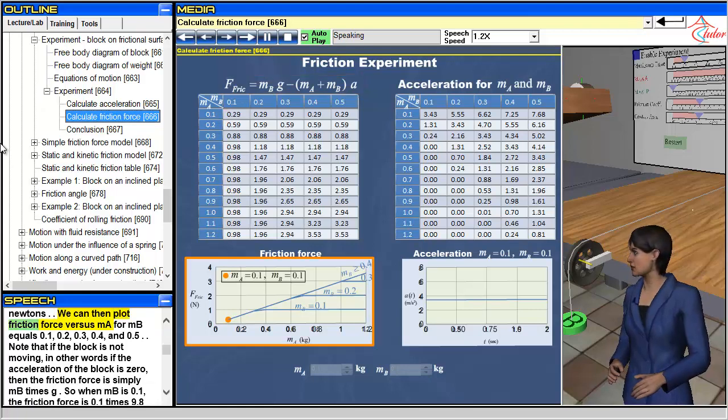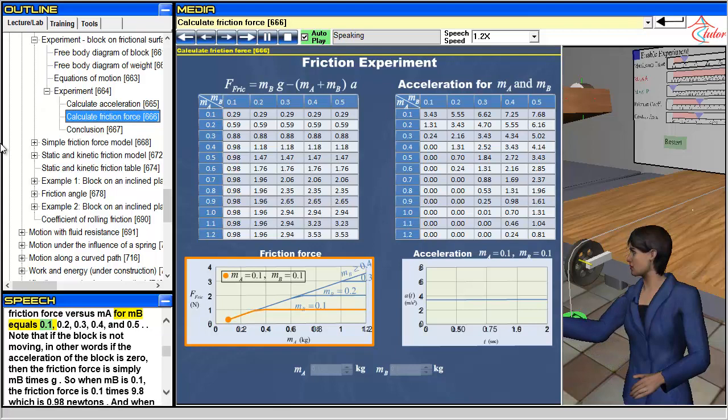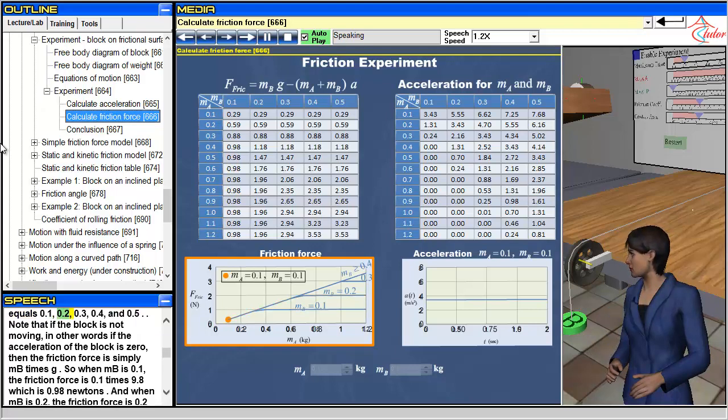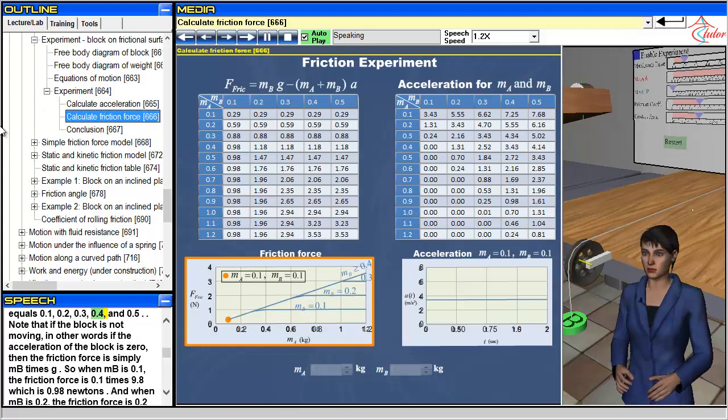We can then plot friction force versus ma, for mb equals 0.1, 0.2, 0.3, 0.4, and 0.5.